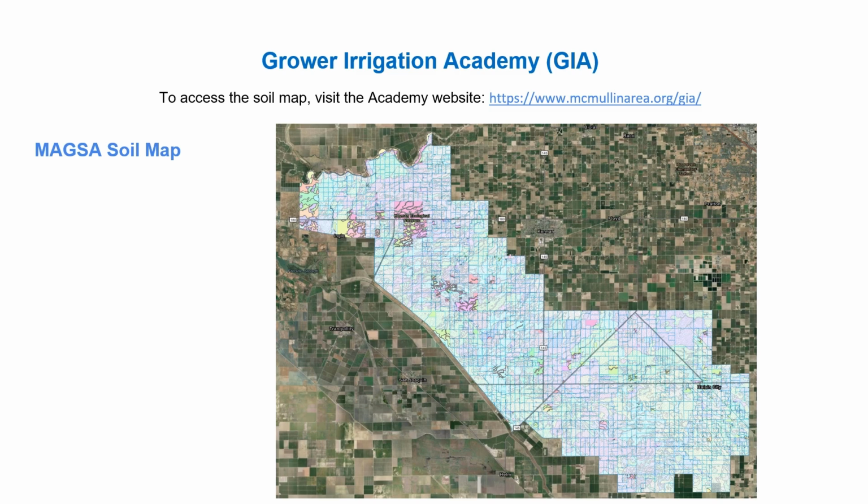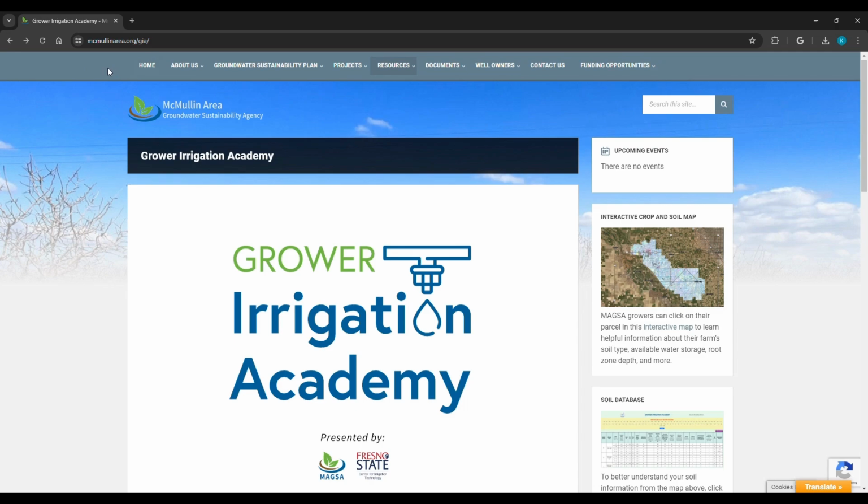It is easy to find out. Go to the Academy website and follow the link for the soil map as shown in the following video. To view the soil map, visit the MAGSA website at mcmullinarea.org/GIA, as shown here. Then, click on the soil map image to access the map.